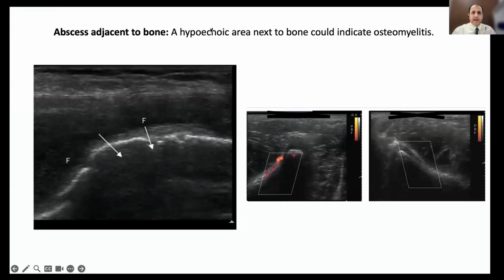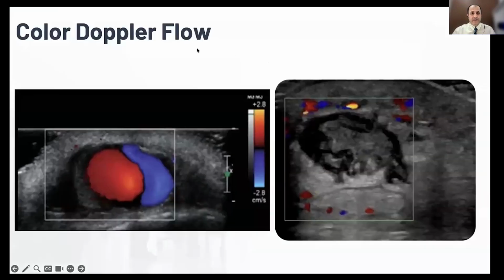So this kind of ultrasound finding indicates it may be osteomyelitis. An abscess adjacent to the bone should be considered more serious. So maybe it is osteomyelitis, and we need to involve the related specialists to do further investigation and diagnose osteomyelitis early. So why do we have to use color Doppler in assessing an abscess?